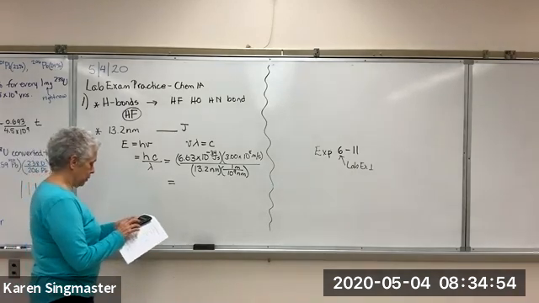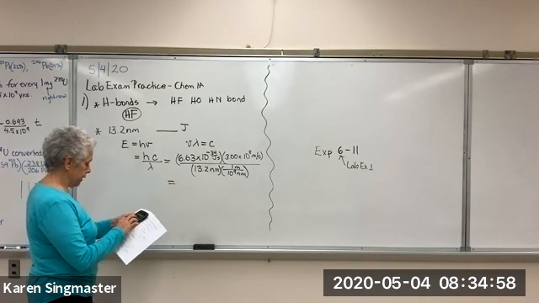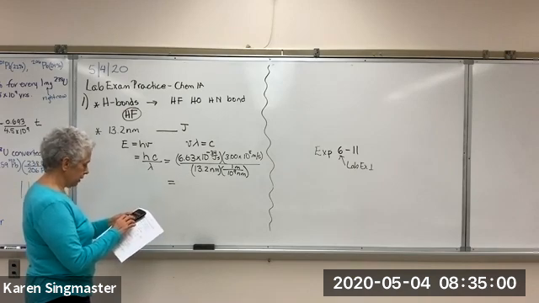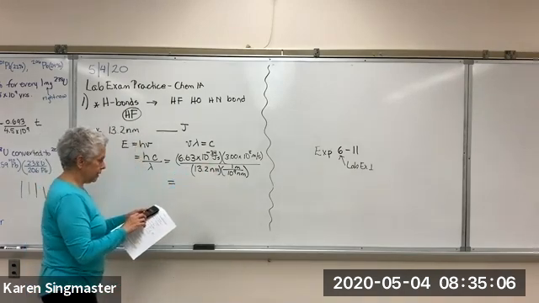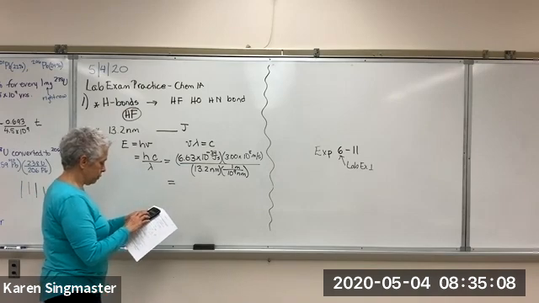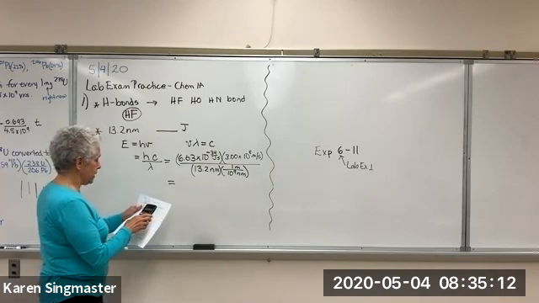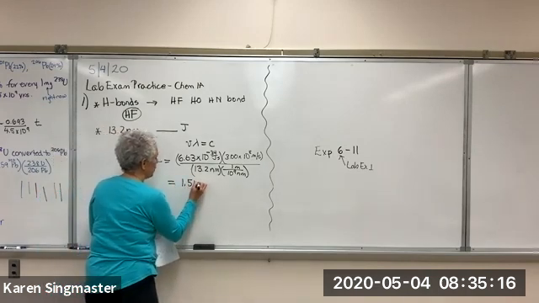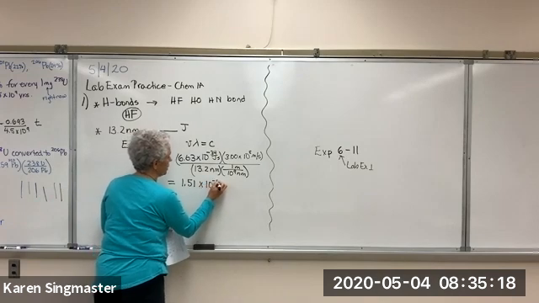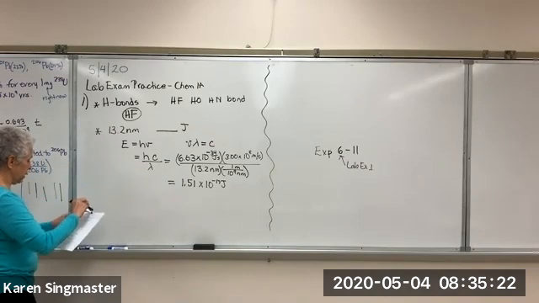So, got a calculator here. We have 6.63 times 10 to the negative 34 times 3 times 10 to the 8 divided by 13.2. And if this is 1 over, then it's multiplied times 10 to the 9. And I end up with 1.51 times 10 to the minus 17 joules. So that's the answer for the second one.